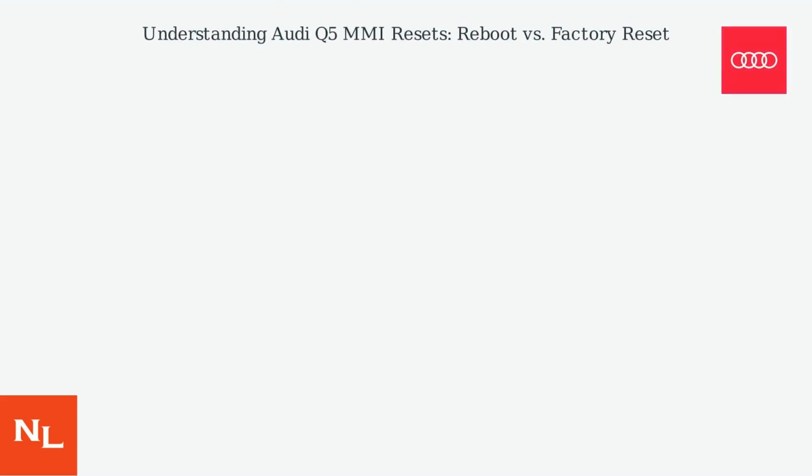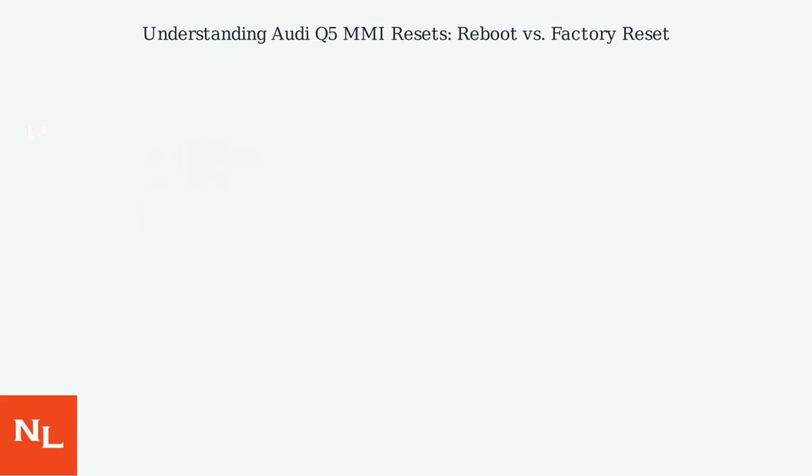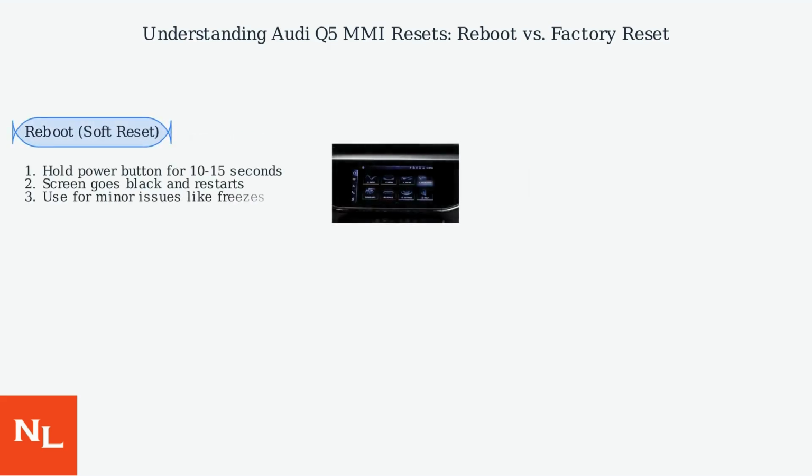The Audi Q5's MMI system is crucial for navigation, entertainment, and vehicle controls. Sometimes it glitches, requiring a reset. The MMI system controls navigation, entertainment, and vehicle settings. A reboot is a quick restart that doesn't erase data.